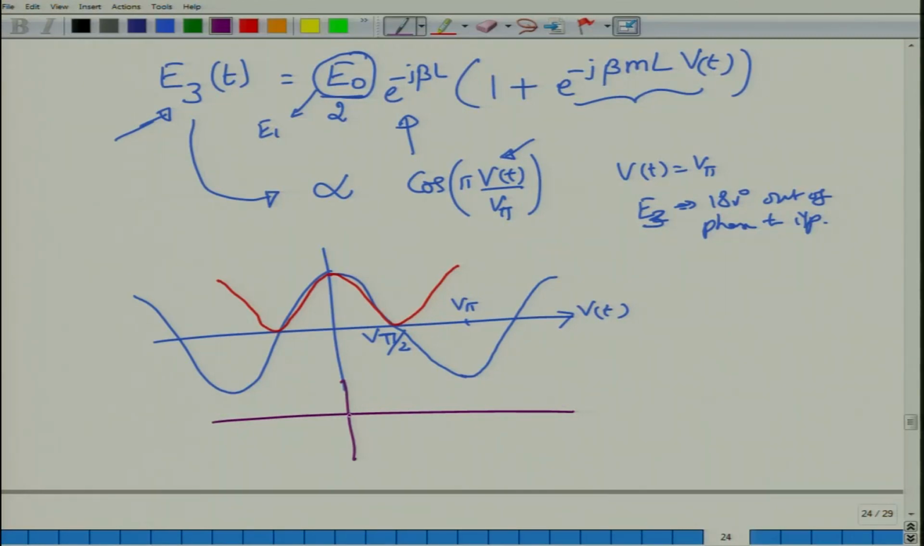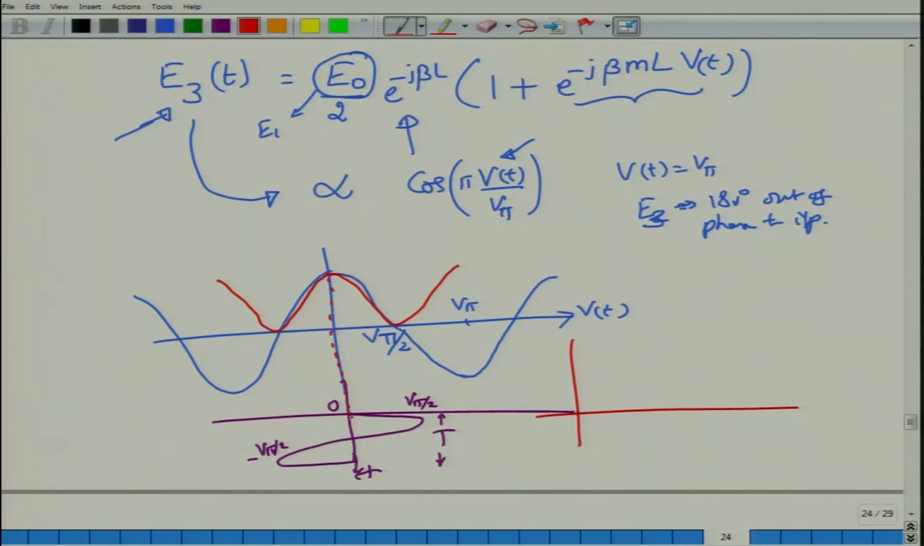For example, if I take my V of t to be in this manner, which has an amplitude of about say V pi by 2 and will go on this side to minus V pi by 2. So this is a signal which is varying with respect to time, having an amplitude of V pi by 2, and let us say this has a total time period of t. What will happen to the output? Now you probably remember this load line concept. So you can look at what is happening to this input.